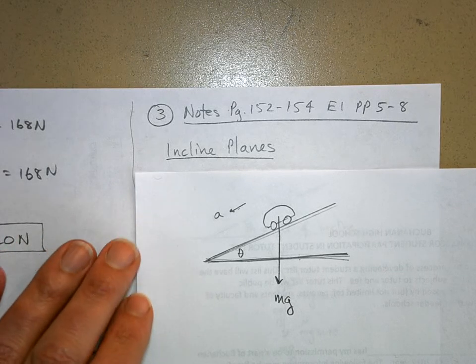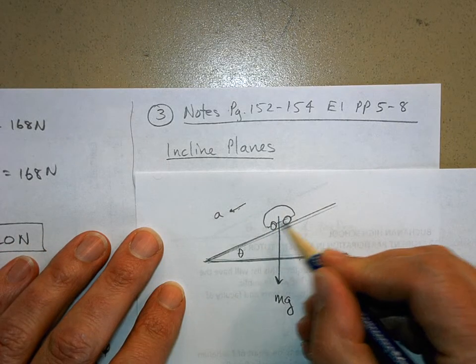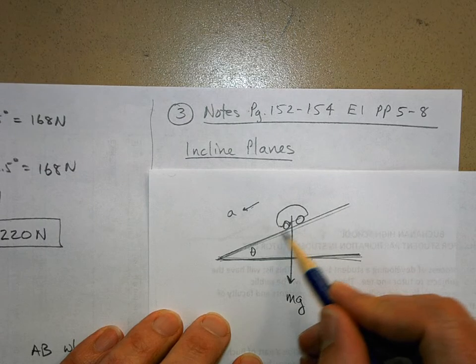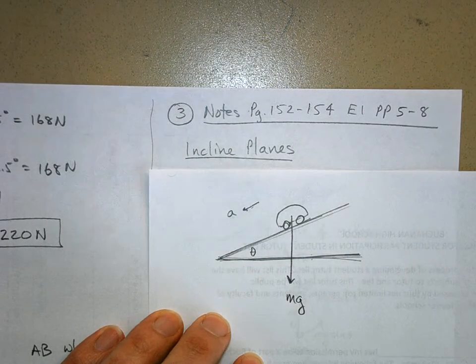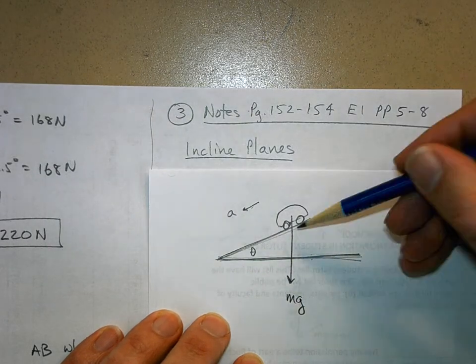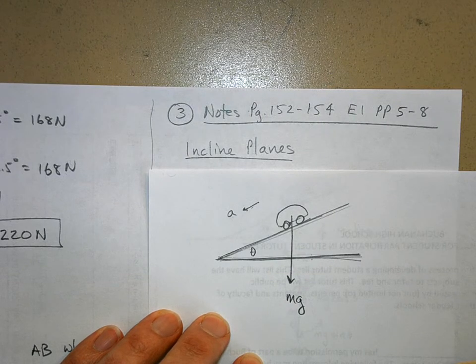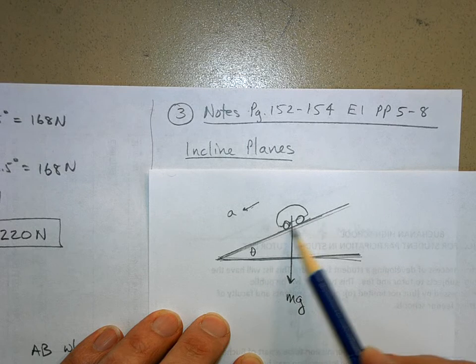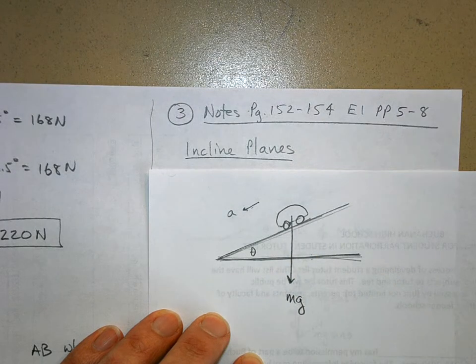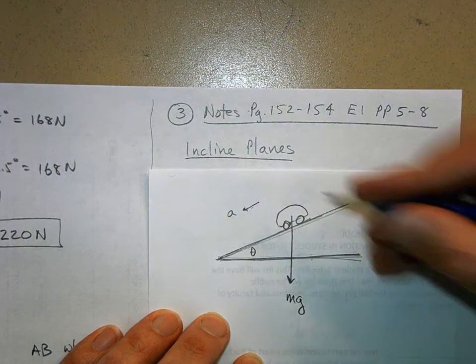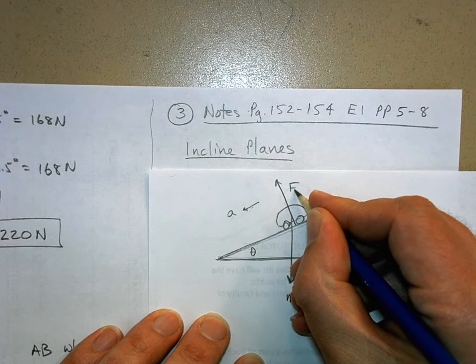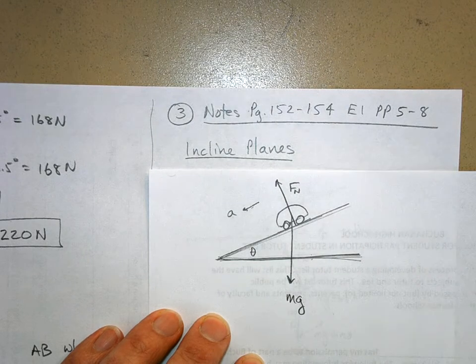Now, because this has wheels, let's pretend that there's really no friction at all in this problem. So the plane can only apply a force to the car that's perpendicular to the plane. So what do we call the perpendicular force of the plane on the car? The normal force, right? The reason it's called the normal force is because it's perpendicular.